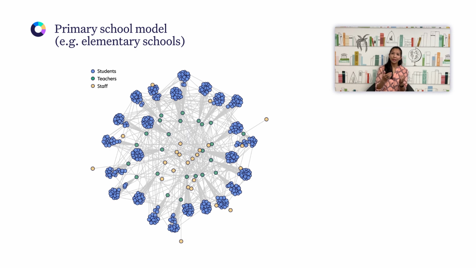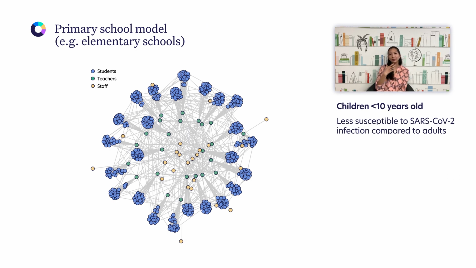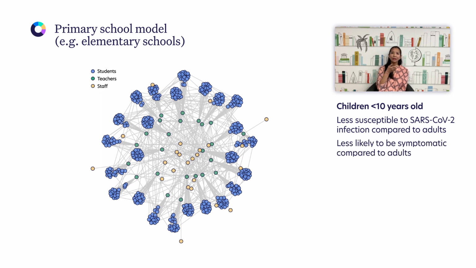At the end of the day, we built two different models, a primary school model and a secondary school model. The primary school model is meant for elementary schools, so these are children under the age of 10, who we know are less susceptible in general to SARS-CoV-2 infection as compared to adults. And we also know that they're less likely to be symptomatic if they do become infected with SARS-CoV-2. And that was built into the primary school model as a parameter.